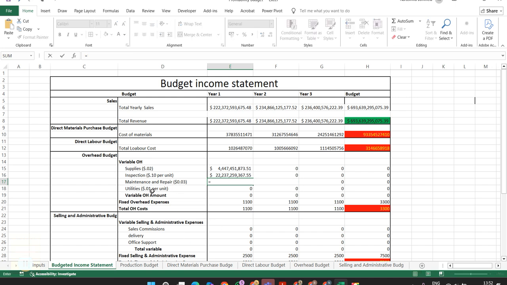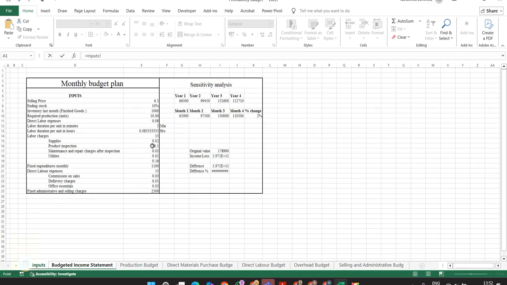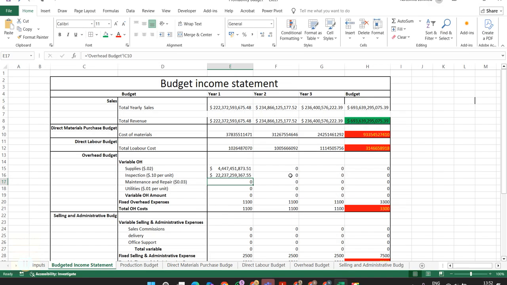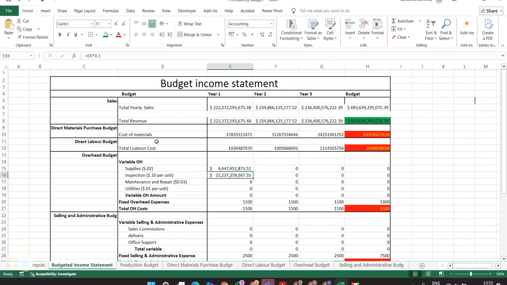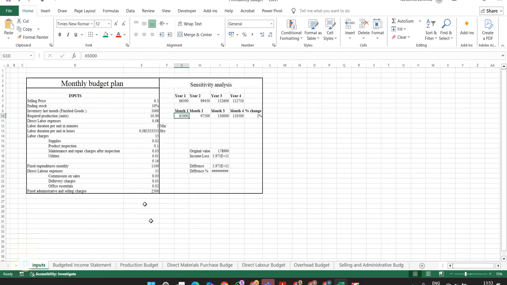So these are assumptions. You can keep whatever values you want, and they are given in the inputs page here. So using which we are supposed to multiply. Say maybe like this is equal to this into inputs, and supplies is 0.02. Okay, got it. So I have multiplied with supplies, right?